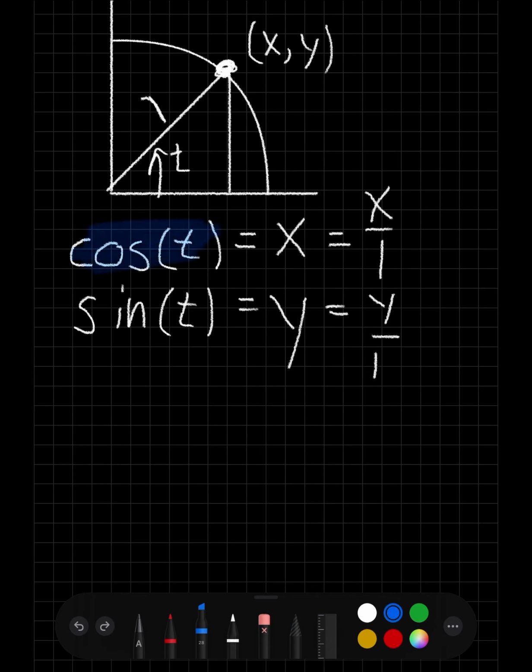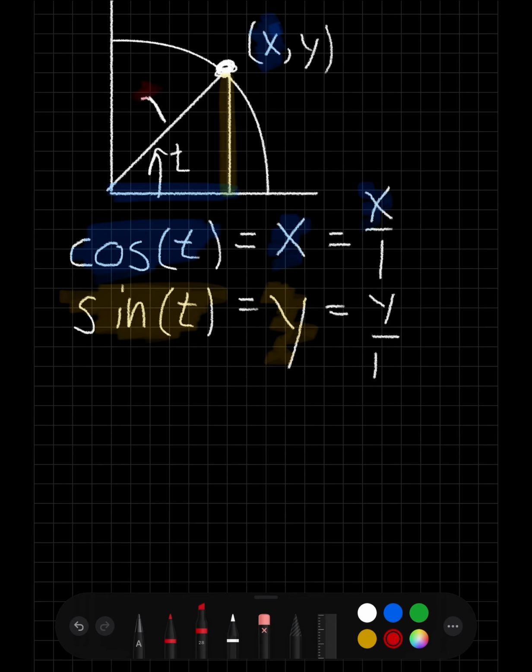So cosine of t is like our x value here. So remember that x is our x distance, this leg of the triangle. And we have a sine of t, which is equal to our y value, which is this leg of the triangle. And now you might see why I included 1 as our hypotenuse here.